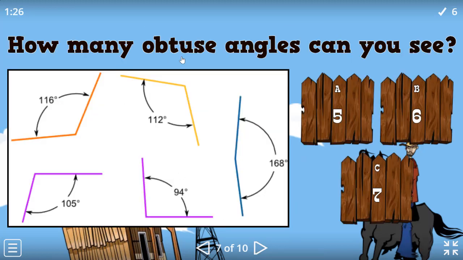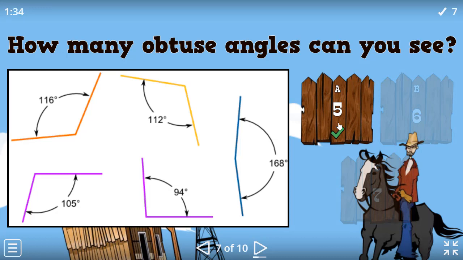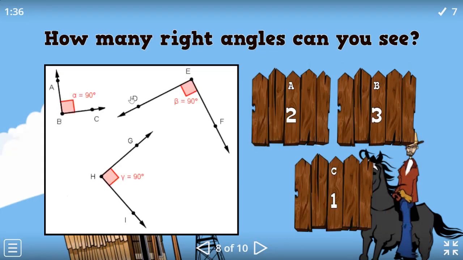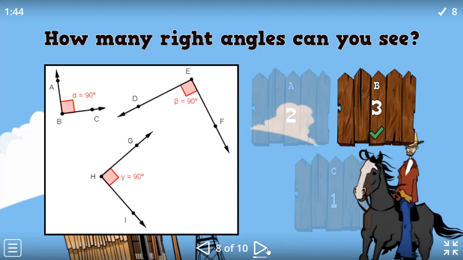Next, how many obtuse angles can you see? Let's count together. 1, 2, 3, 4, 5. So the answer is 5. How many right angles can you see? Okay, let's count together. 1, 2, 3. So the answer is B.